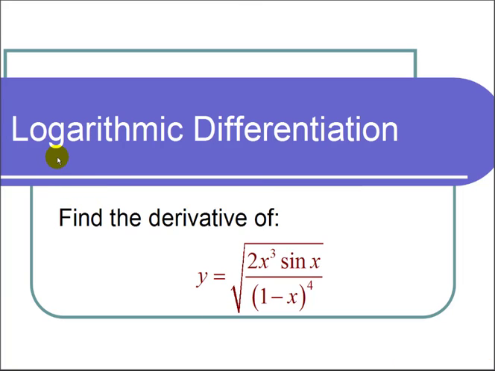This is a video on logarithmic differentiation. The question is to find the derivative of y is equal to the square root of 2x cubed sine of x divided by 1 minus x to the fourth. If we were to just use the chain rule and the product rule and the quotient rule, this would be a nightmare. Instead, we'll be able to take logarithms and use the rules of logarithms to make this much simpler.